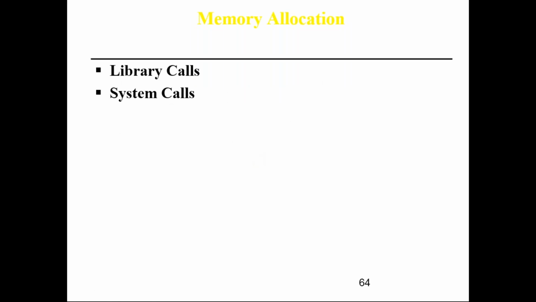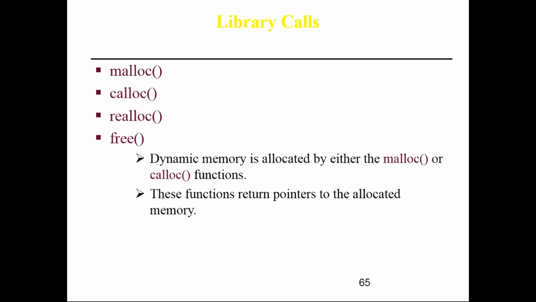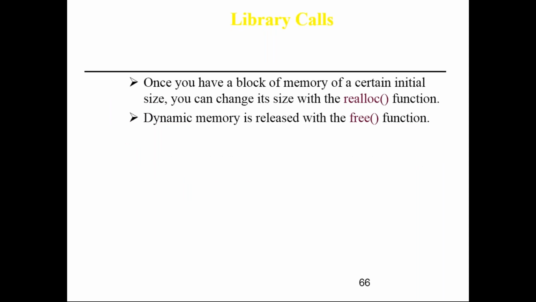The last topic in memory allocation is system calls and library calls. We already discussed library calls like malloc, calloc, realloc, and free. These are all calls related to memory. Dynamic allocation can be done by malloc or calloc, and these functions return a pointer to the allocated memory. You have read about calloc and malloc in C.